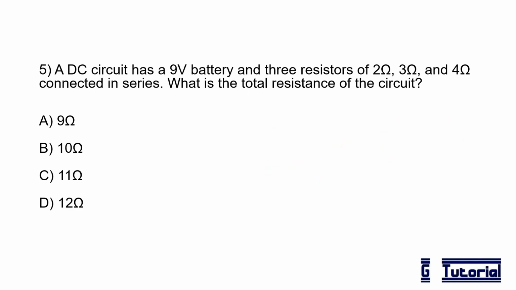A DC circuit has a 9-volt battery and 3 resistors, 2 ohm, 3 ohm, 4 ohm connected in series. What is the total resistance of the circuit? Here we are considering a series circuit. In series circuits, R equivalent is equal to the sum of resistances, R1 plus R2 plus R3. Here R1 is 2 ohm, R2 is 3 ohm and R3 is 4 ohm. So summing these three, we will get 5 plus 4, which is 9 ohm.